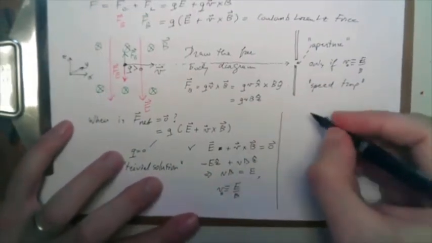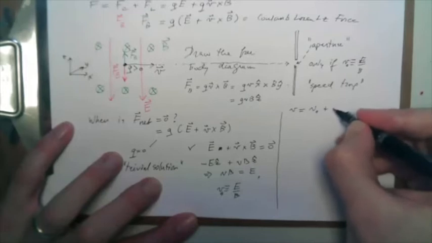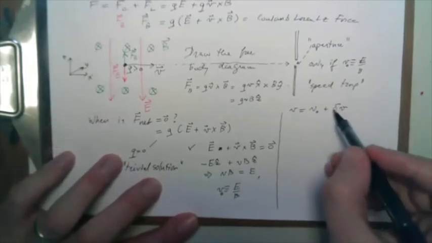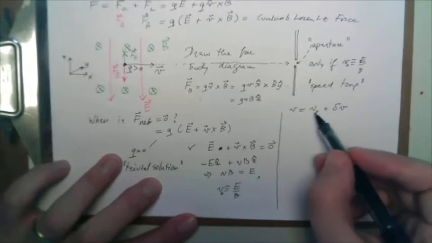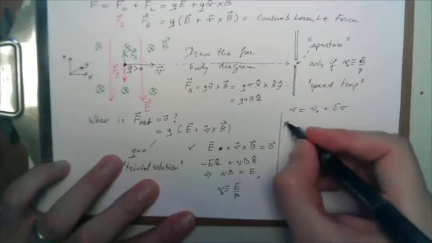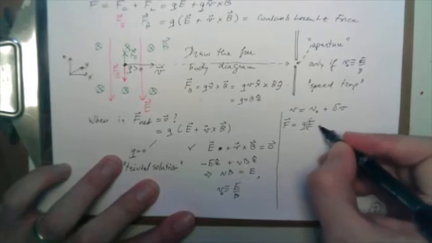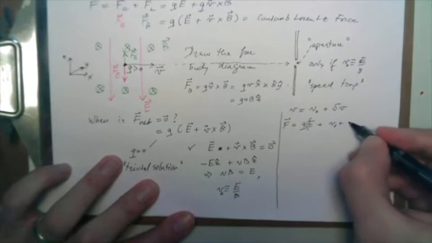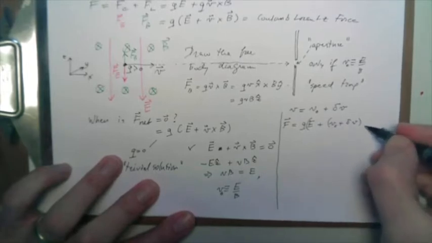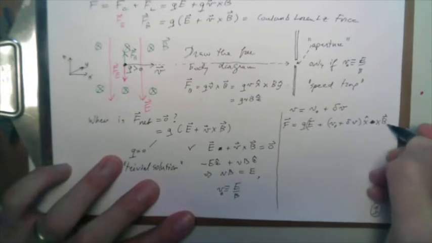So if the speed is some v naught plus some delta v, where delta v is the deviation from the ideal speed with which it needs to move through the aperture, then the net force F is still QE plus QV crossed with B, but now V is V naught plus delta V in the x hat direction, crossed with B, which is in the y hat direction.